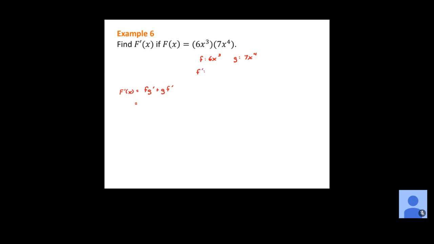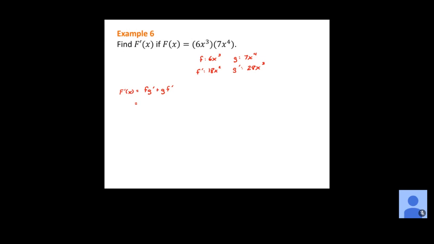Well, what is f prime going to be equal to? 18x squared. Good. And what is g prime going to be? Good. 28x to the third. All right. Now we have all the pieces we need for our formula.